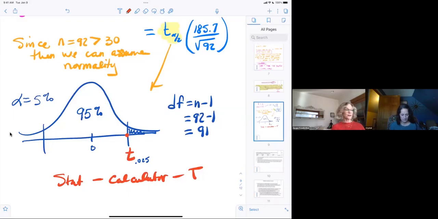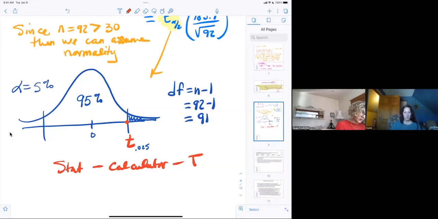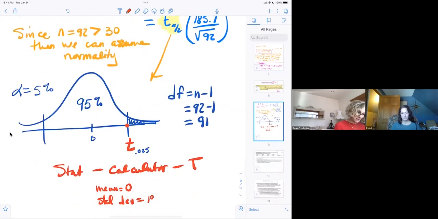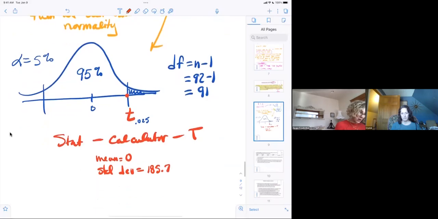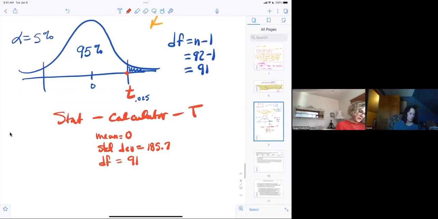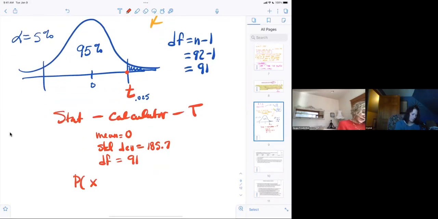All right, so then we get the critical value here. And it'll ask you for the mean and the standard deviation. So the standard deviation is 185.7. And then it will also ask you for degrees of freedom, I believe. And your degrees of freedom will be 91. And then you'll have the probability and you'll have X, even though we know it's T, we'll say greater than. We know the area is 0.025 and we leave this spot blank.